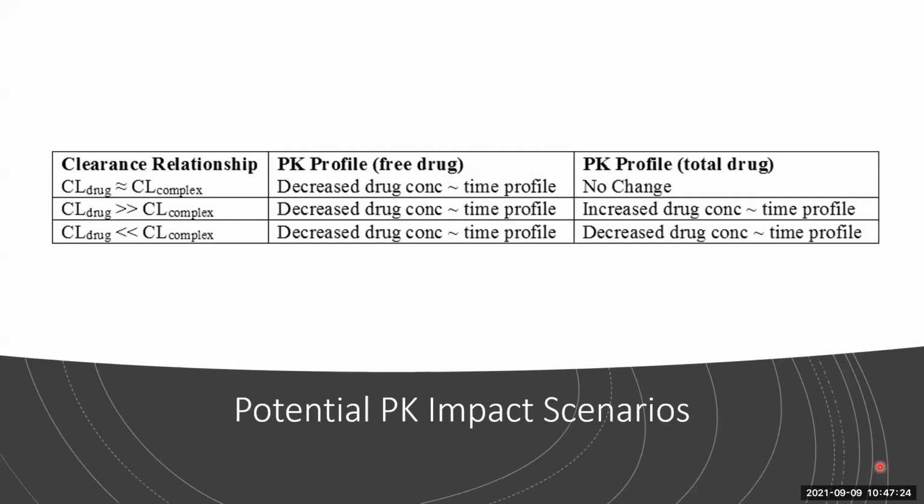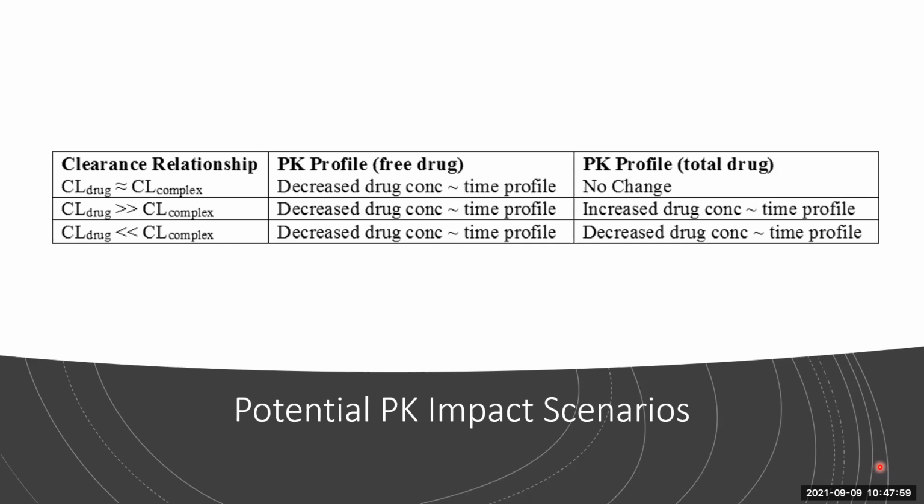A lot of times when we look at the impact scenarios that can happen, at least from a kinetic standpoint, this is my direct impact on how I see antidrug antibodies. I'm going to separate this a little bit from efficacy and look more at the effects on kinetics itself. If the clearance level of the drug is approximately equal to the clearance level of this antidrug antibody complex that's been created, we might actually see decreased drug concentration over time.